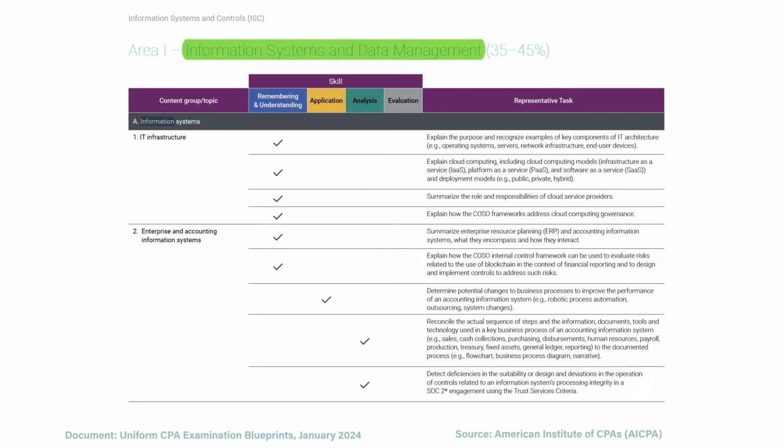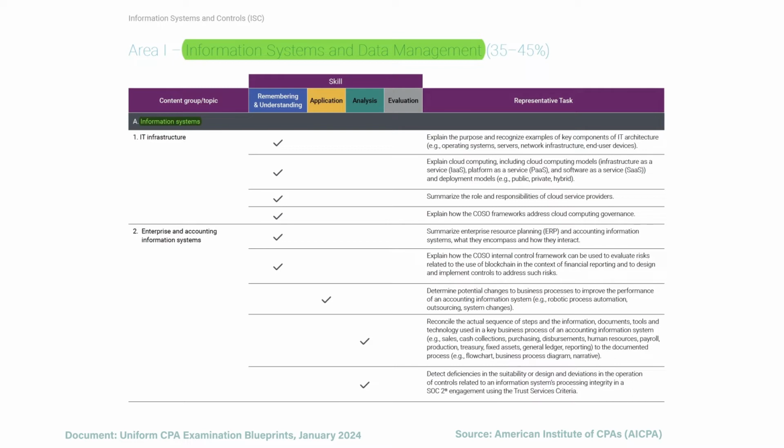So first is on information systems. So we want to know about IT infrastructure, such as what is infrastructure as a service, platform as a service, software as a service. We need to understand how the COSO frameworks help address the IT infrastructure.